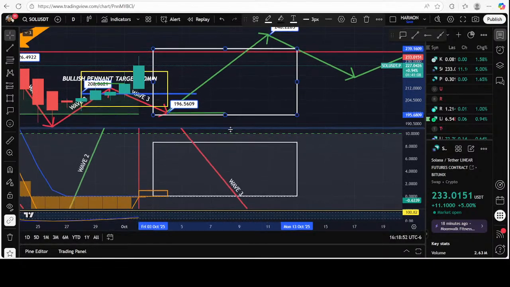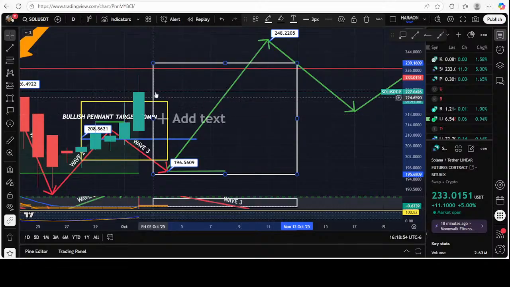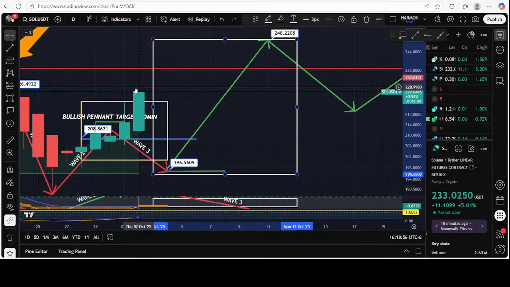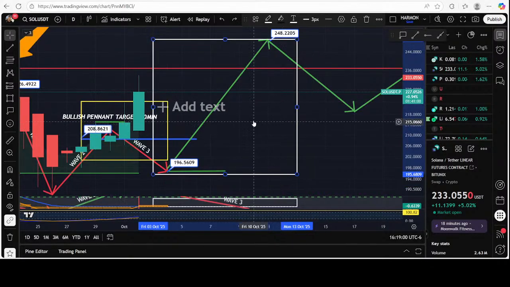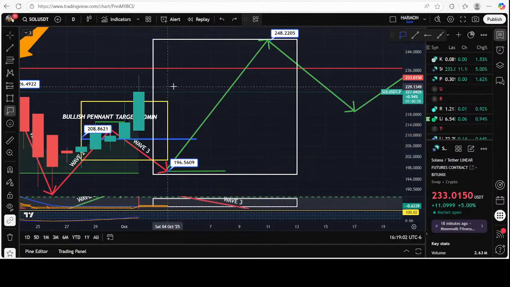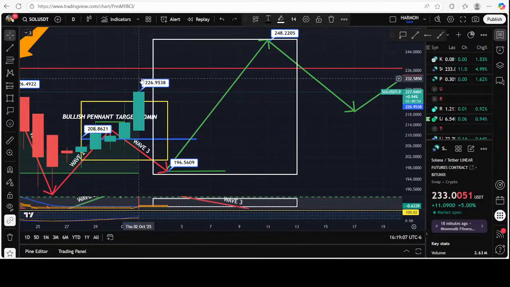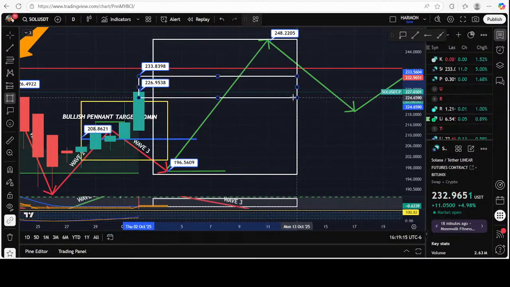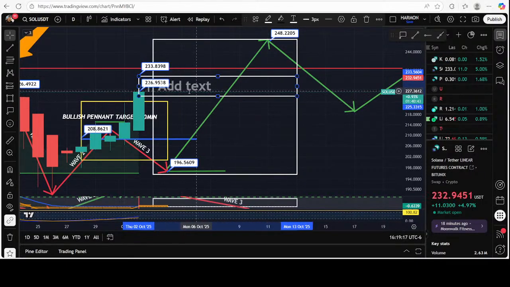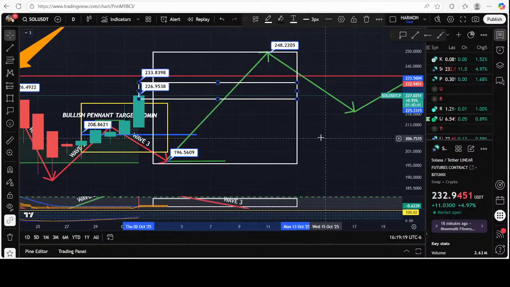The next move here is where we're looking for Solana to become the next move. Somewhere in this position here, where Solana is sitting at the 226 to 232 area, up here, this area would become a buy zone for the next long position.